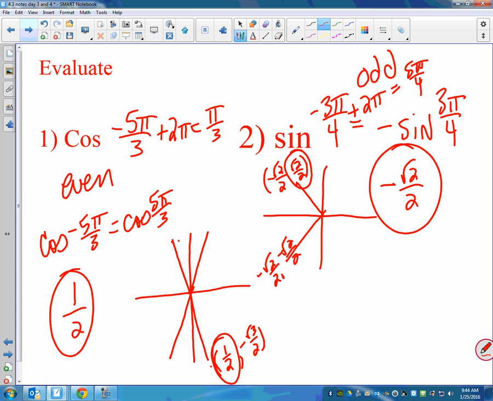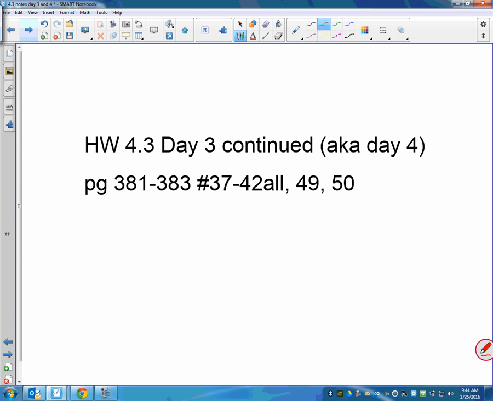So I think finally, this is going to be through all the homework. I call this day 3 continued, also known as day 4. I think this should end up all the questions that I have on your homework sheet. 37 through 42 all. Those are all really big numbers, or really small numbers where you're supposed to be able to add or subtract. And then 49 and 50 are questions talking about what if you had a really, really big, gigantic angle, could you figure it out? And again, it's the idea that you can just figure out the functions to help us.